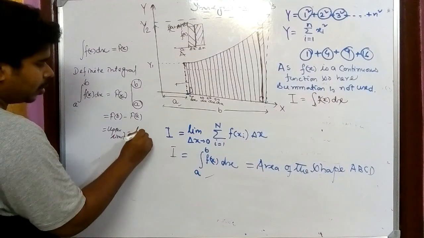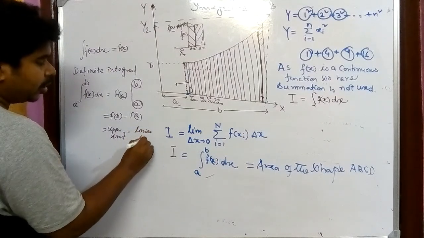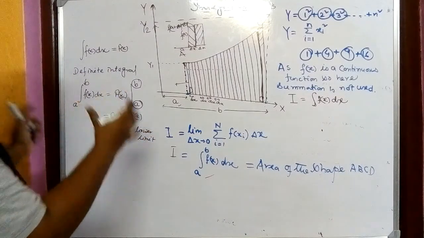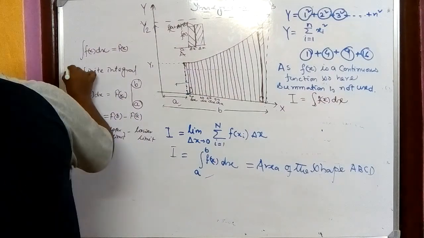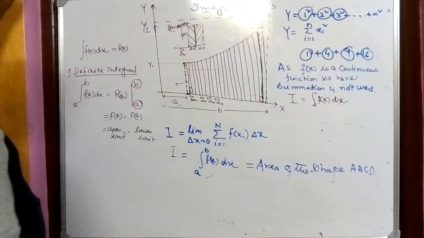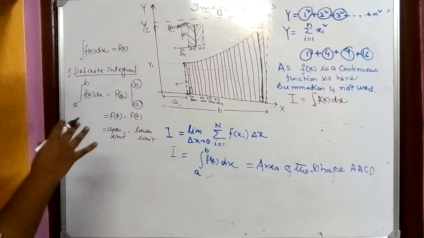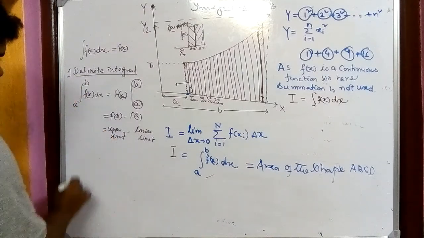minus lower limit. So you might be thinking, what is it, where has it come from? Whenever we have to do the numericals, then this idea will be clear to you. So first one is definite integral. Though first is indefinite, but here for physics we have to learn definite integral first.